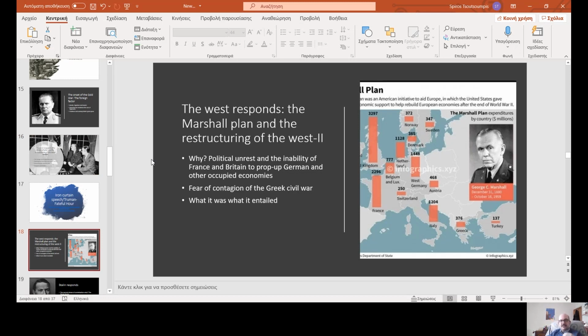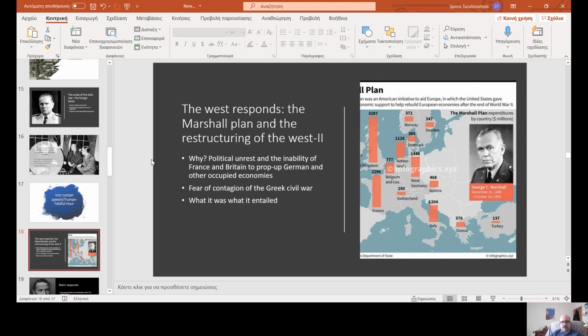But why did the Americans step in so decisively? I mean, first, as I said, it was the fear of communism. But on the other hand, it was British withdrawal. The British, by 1947, simply cannot afford propping up the European economies. They say, we have to look after our own, so you better step in, otherwise we can do very, very little. So the Americans step in, and they are prompted by the inability of France and Britain to restructure the economies.